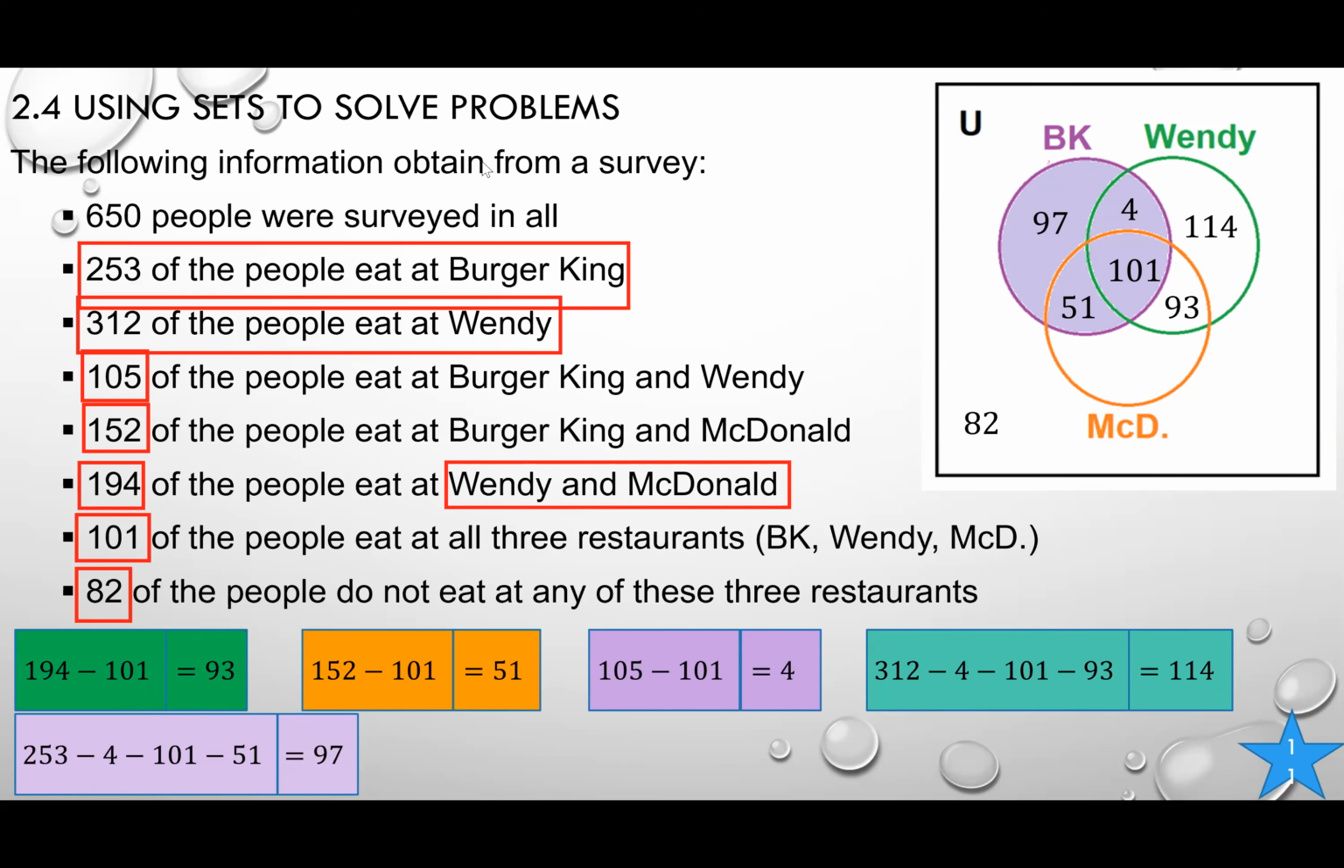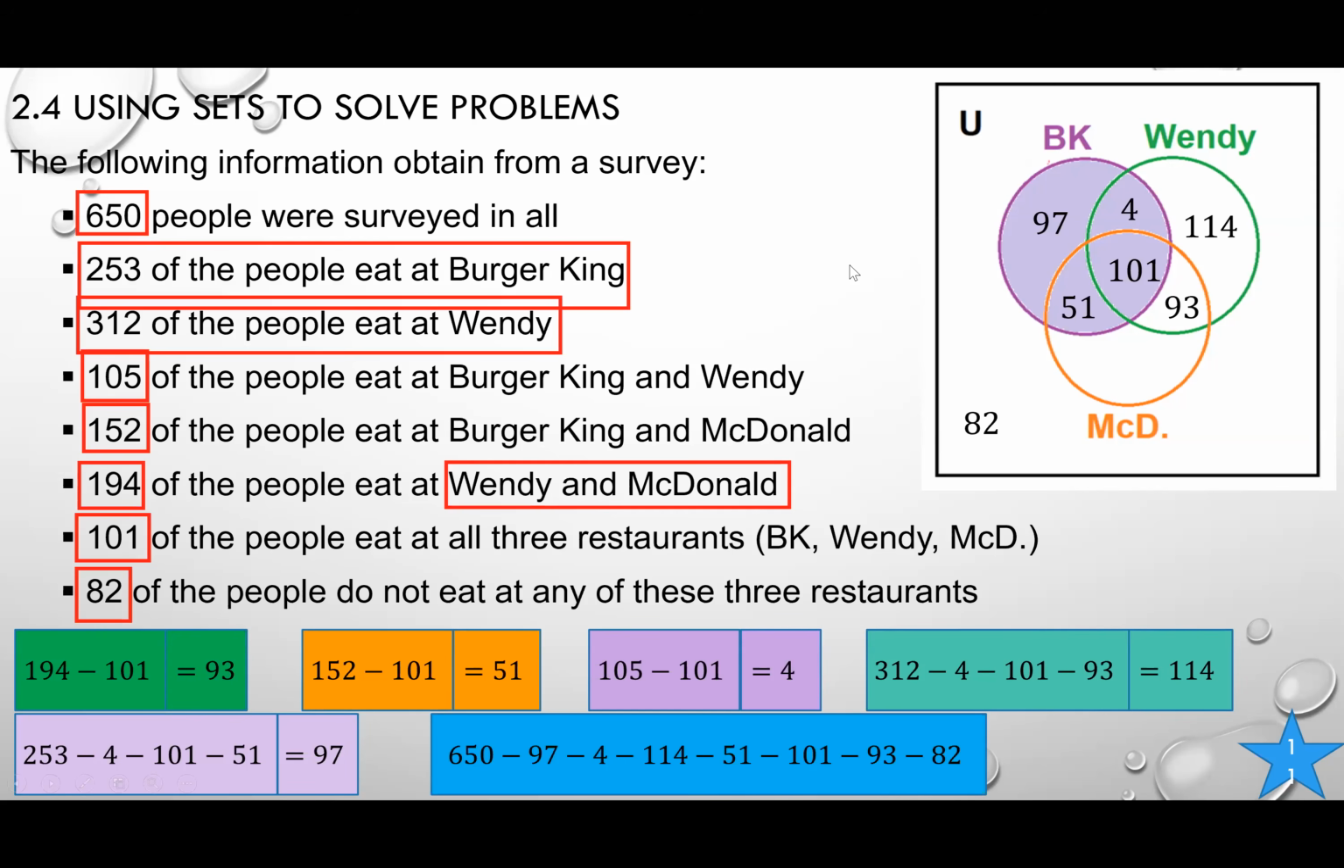Do you agree that the total number of people in this survey is 650? That's what they have, right? We surveyed 650 total. So in this rectangle, the numbers have to add up to 650. To do this, all you do is take 650, which is the total sample in this survey.